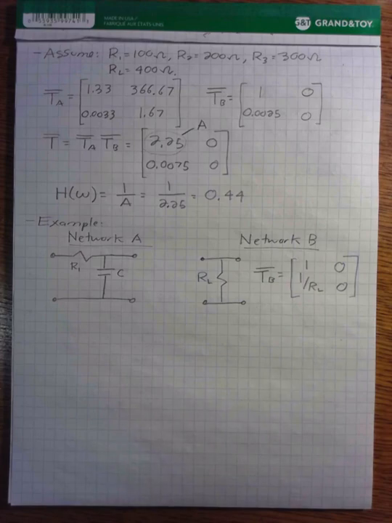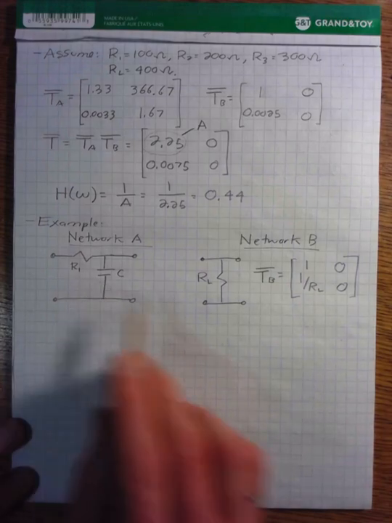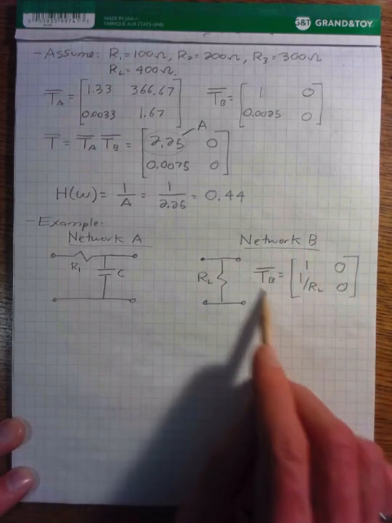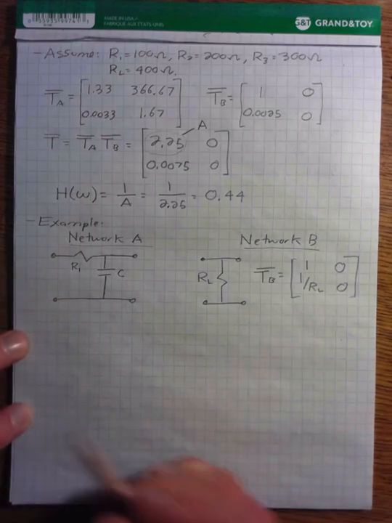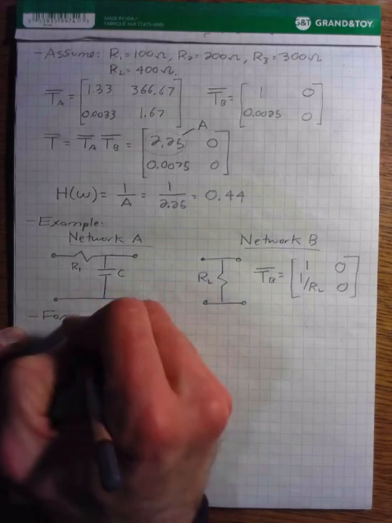Okay, so here's our two networks. Network A is our RC low-pass filter. Network B is our load resistor. We already know the ABCD parameters for the load resistor, and I've just put them there. So now let's find them for network A.